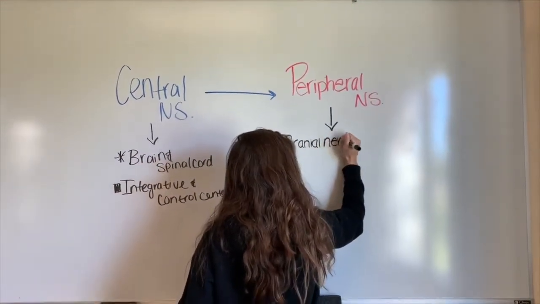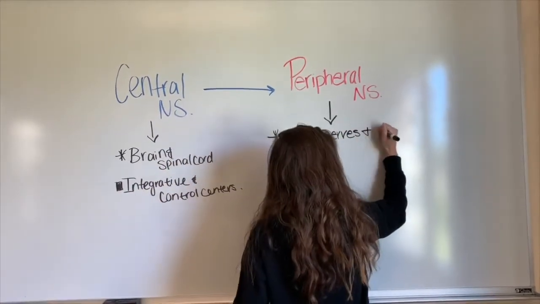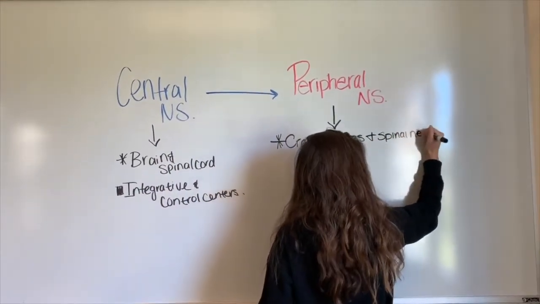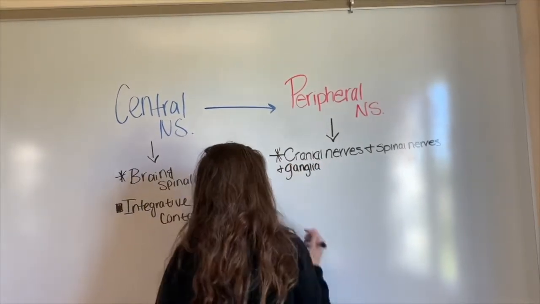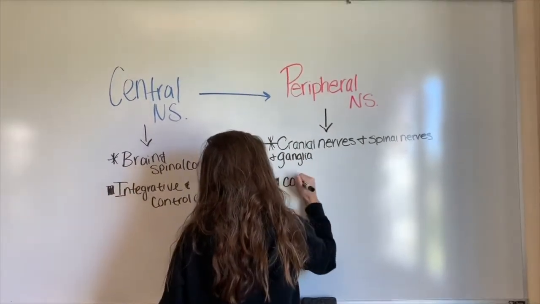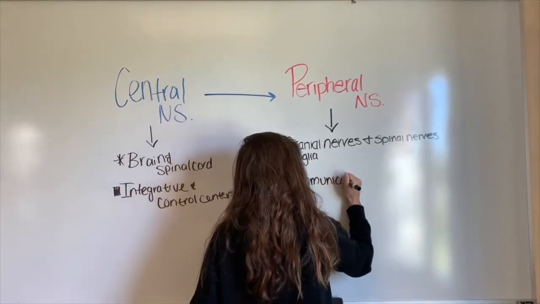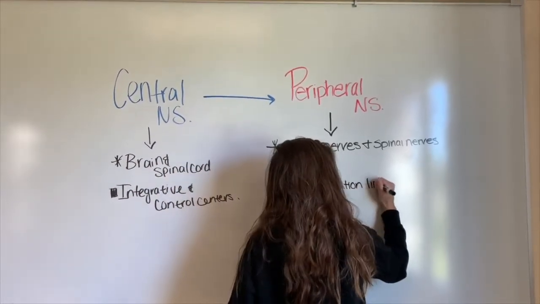The peripheral nervous system consists of cranial nerves, which carry impulses to and from the brain, and spinal nerves, which carry impulses to and from the spinal cord. It also consists of ganglia, which are a collection of neuron cell bodies and act as communication lines between the central nervous system and the rest of the body.